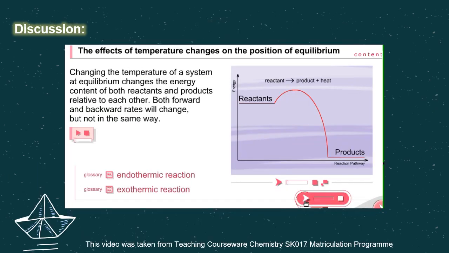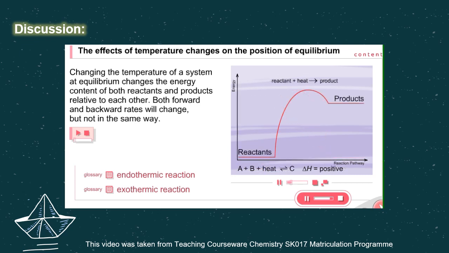Changing the temperature of a system at equilibrium changes the energy content of both reactants and products relative to each other. Both forward and backward rates will change, but not in the same way. In exothermic reactions, heat is also a product. Adding heat to the system will shift the equilibrium to the left, so more reactants are formed.